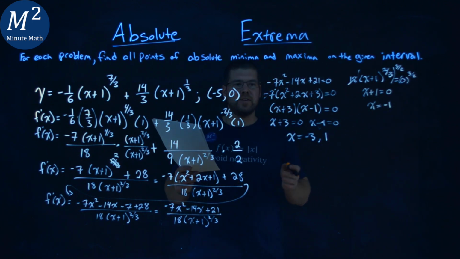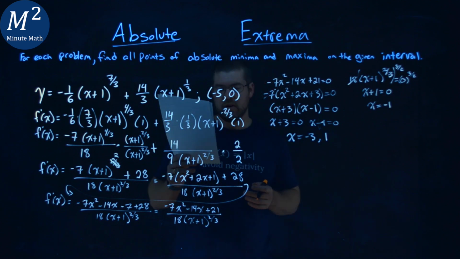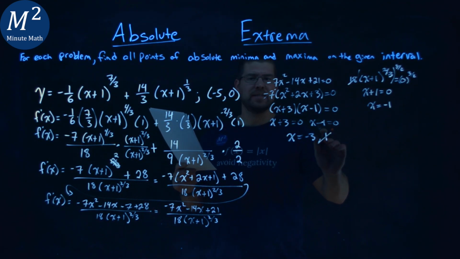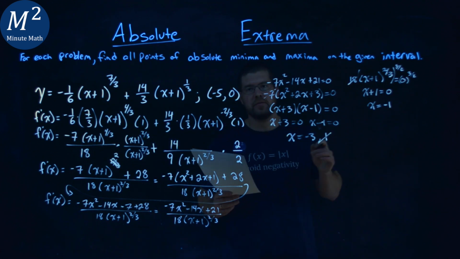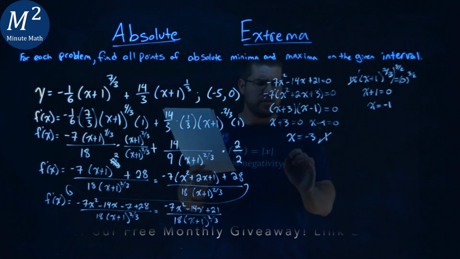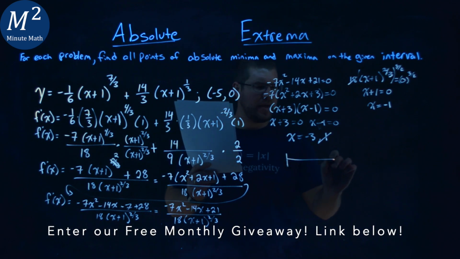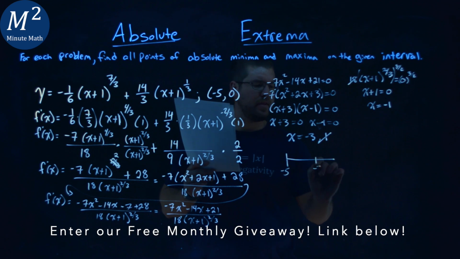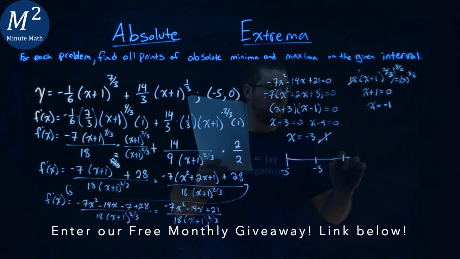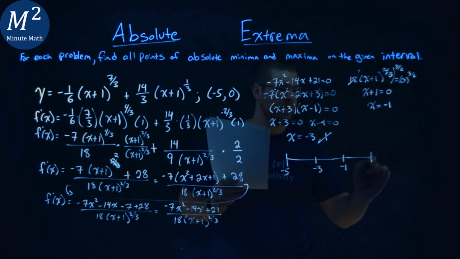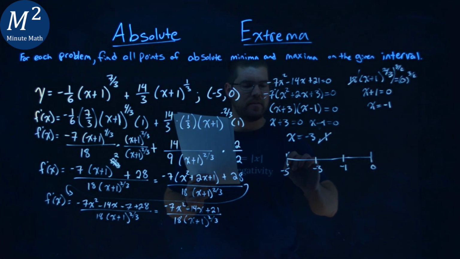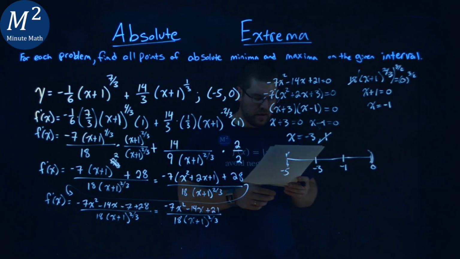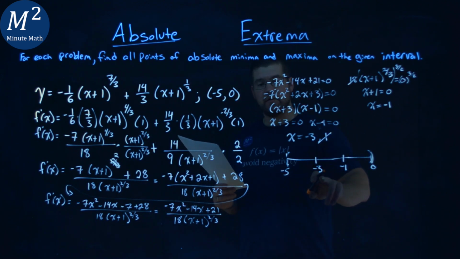So we have 3 values here to test, and we want to see if they're actually within our interval. Well, 2 of them are, but this one right here is not in our interval. It's just outside that negative 5 to 0. And so doing my first derivative test, negative 5, negative 3, and negative 1, as well as the endpoint of 0. But we know we can't really include that, so let's put a little parenthesis showing where we're at there.